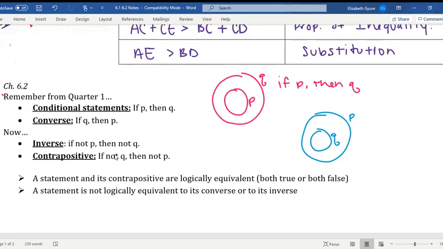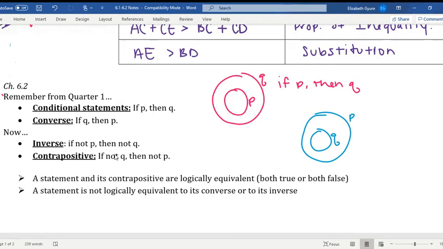A contrapositive is actually the negation of the converse statement. If not Q, then not P. So again, if your original conditional statement was if a student is a runner, then they are an athlete, you switch it around and you negate it. So if a student is not an athlete, then they are not a runner. Okay, that would be true. If they're not an athlete, then they certainly don't run.